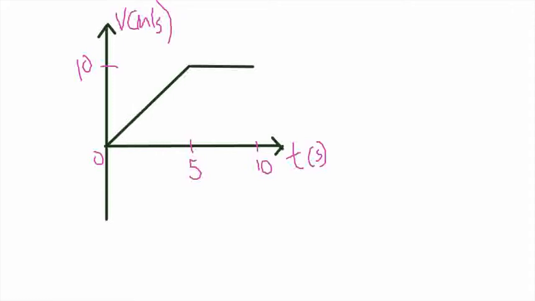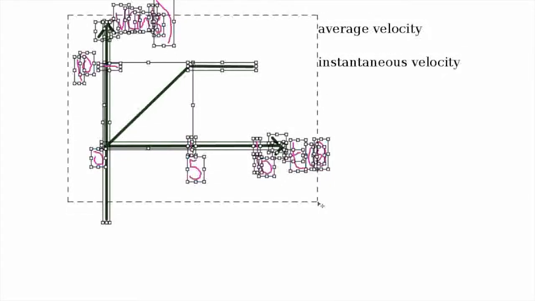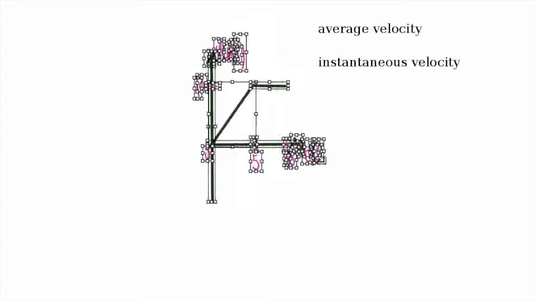So what we do is we talk about the average velocity and the instantaneous velocity. We know that velocity means the slope on a position versus time graph, and we also know that the slope might not always be the same. So let's do an example. Let me work through an example to show you how we handle that.